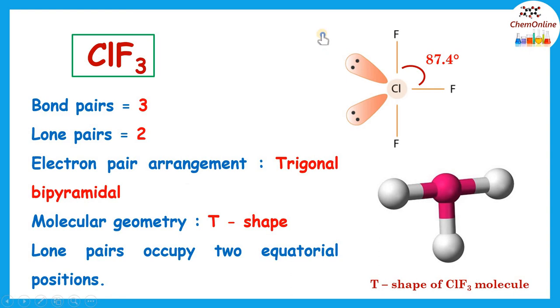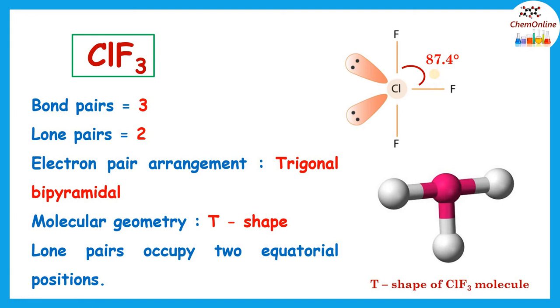But since there are 2 lone pairs on the chlorine atom, the geometry changes to a T shape, as you can see here, the T shape of the ClF3 molecule. The FClF bond angle is 87.4 degree. And for this T shape, the theoretical value is 90 degree. So here the bond angle is slightly less than 90 degree and it is 87.4.